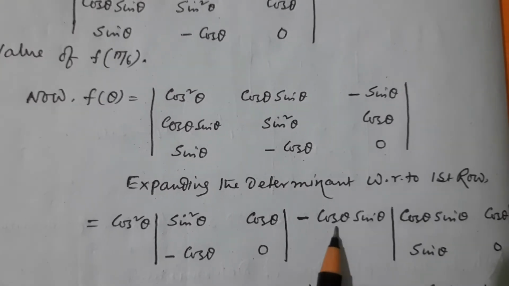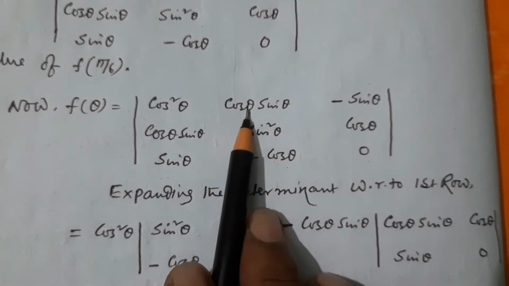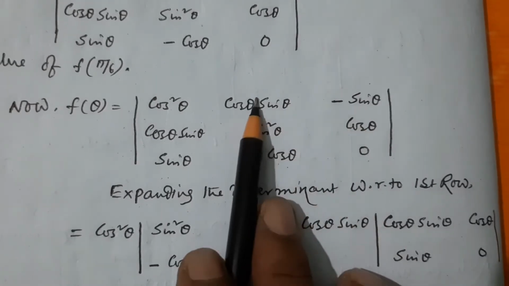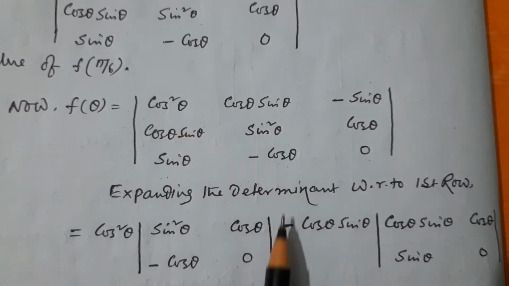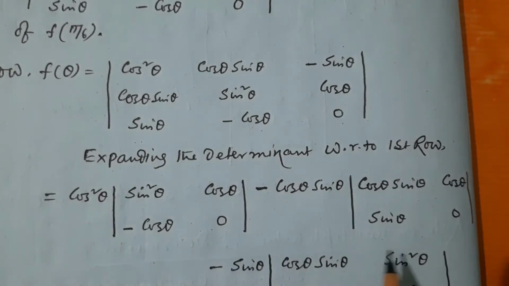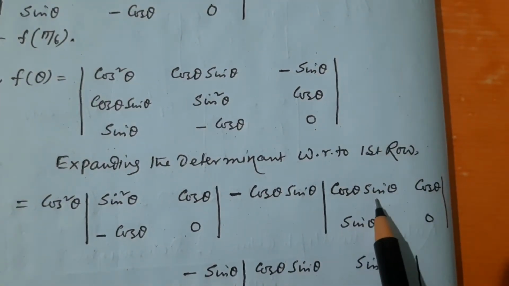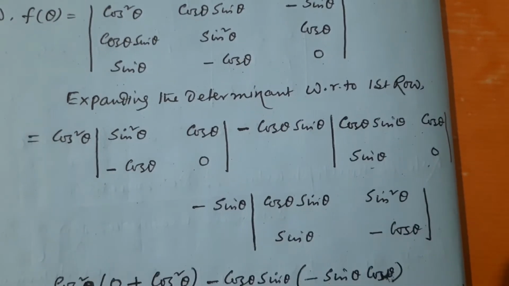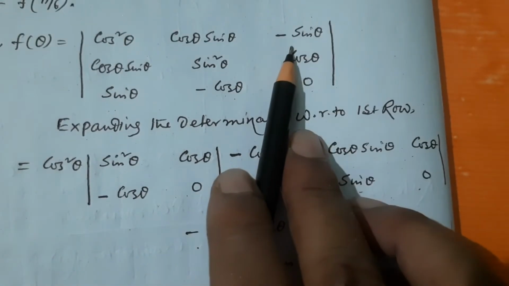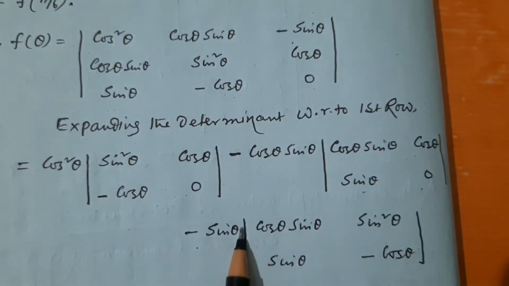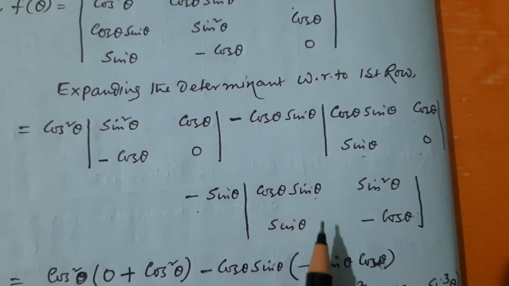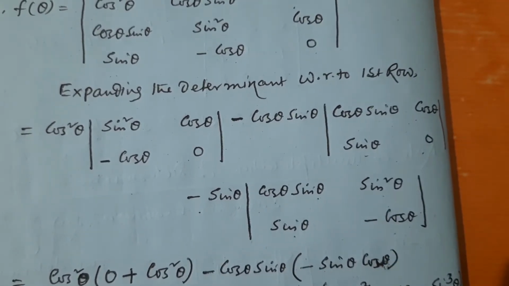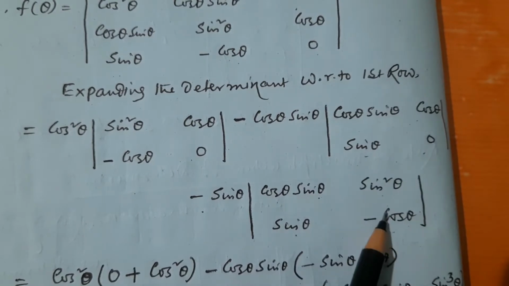again minus cos theta sin theta, and again we draw a horizontal line and a vertical line and delete all the elements, and we write the determinant cos theta sin theta, cos theta, sin theta, 0, minus sin theta into the determinant of cos theta sin theta, sin square theta, sin theta, minus cos theta. So all these are second order determinants.